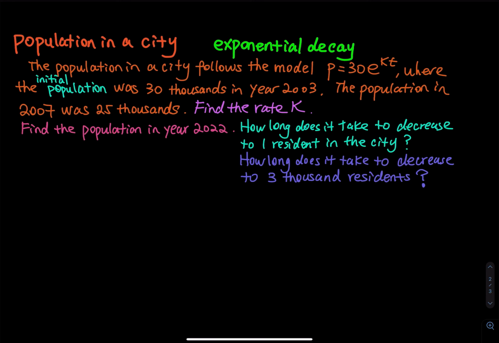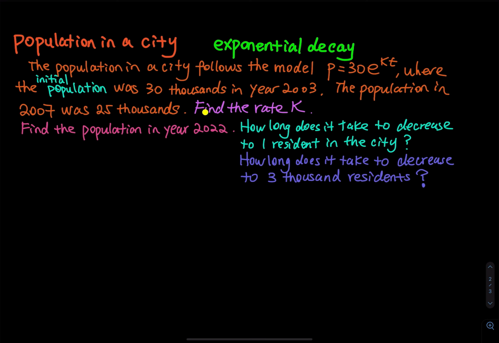Here is an exponential decay problem. This problem is about population in a city. The population in a city follows the model P equals 30 times e to the kt, where the initial population was 30,000 residents in 2003. So this 30 represents 30,000 residents in 2003. I said initial population, so that means 2003 was the initial year. The population in 2007 was 25,000.